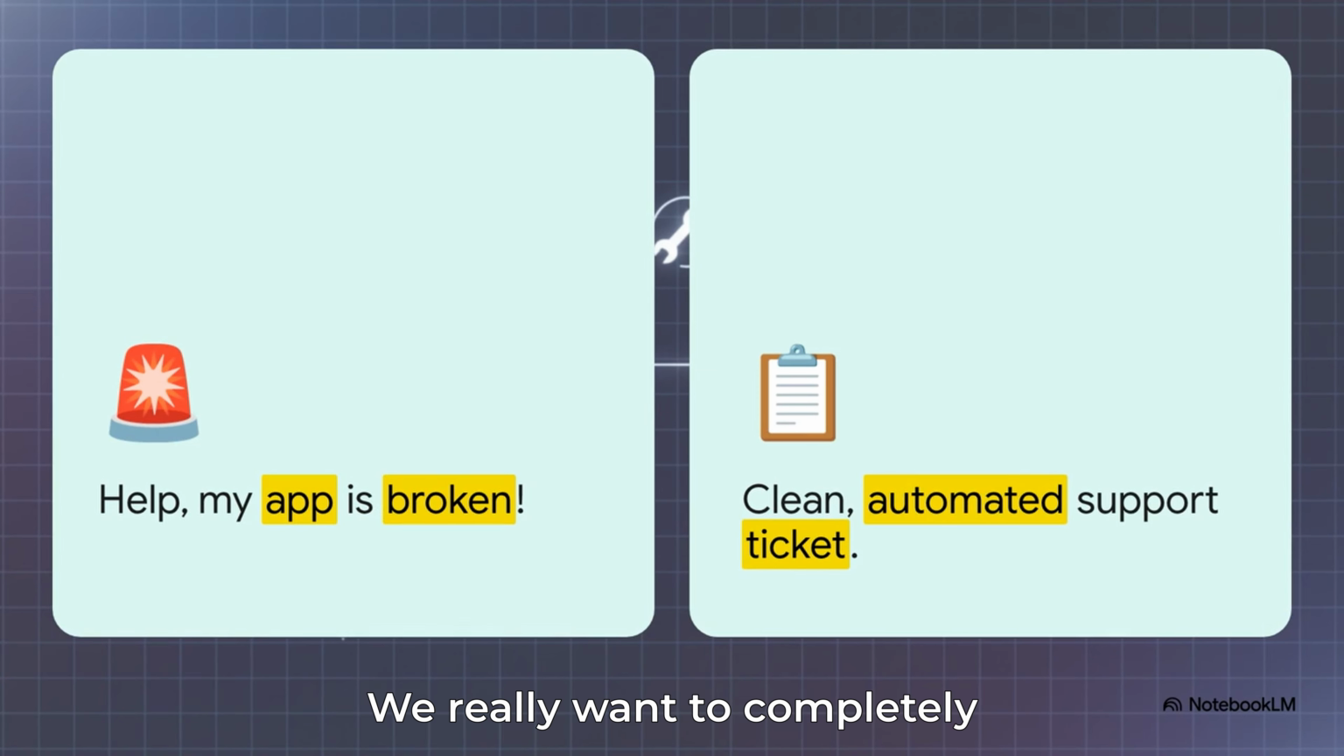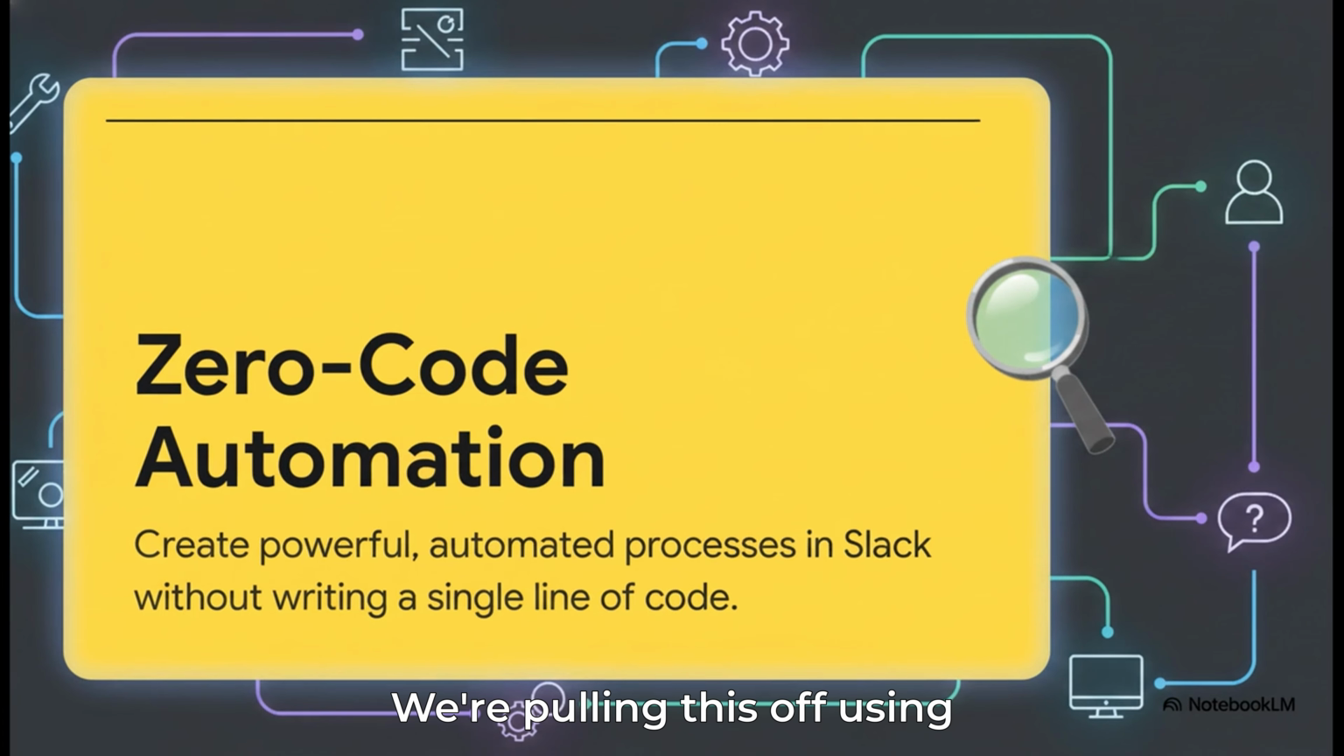We really want to completely transform those messy, missing-context pings into clean, actionable data. Taking the "help, my app is broken" messages and instantly turning them into a highly visible, automatically formatted support ticket, all without ever leaving Slack. Now, the best part? We're pulling this off using zero code automation, which literally means what it sounds like. Whether you're on a free or a pro Slack workspace, anyone can build this routing logic. No developer required, not a single line of code. You can literally fix this bottleneck today.